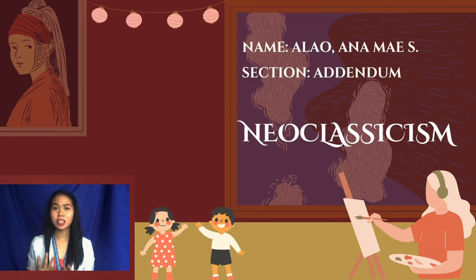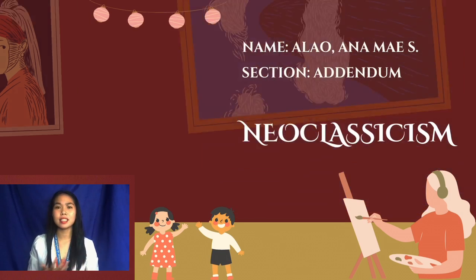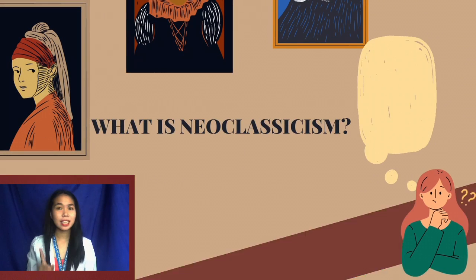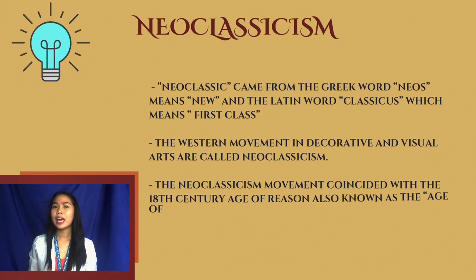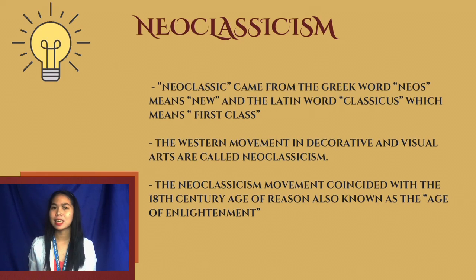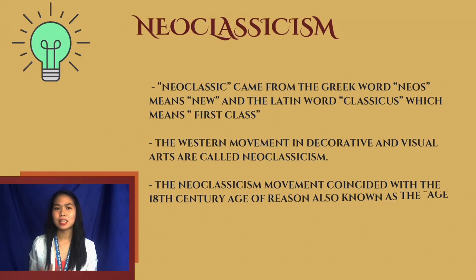So in this subject, art appreciation, I am going to discuss Neoclassicism. So what is Neoclassicism? Neoclassic came from the Greek word neos, which means new, and the Latin word classicus, which means first class. So the Western movement in decorative and visual arts is called Neoclassicism.